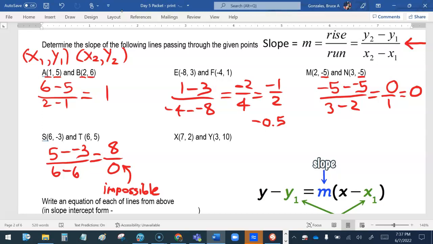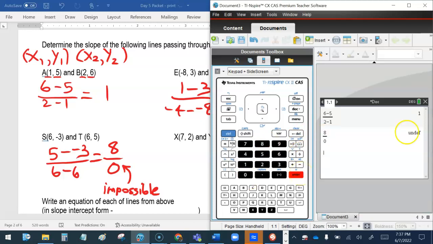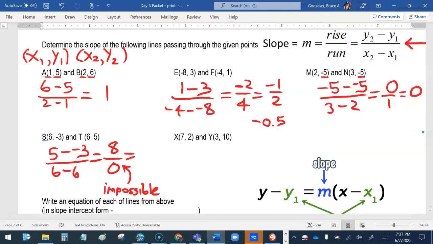Okay, and let me show you what happens in the calculator if you try to do that. Okay, let's do 8 divided by 0 in the calculator. Ready? Here we go. So 8 divided by 0. Calculator says undef, and that means undefined. We've already talked about undefined earlier. It's literally impossible. Doesn't make any sense. So whenever you have a 0 on the bottom, undefined. Okay, so that's what undef really means. It's undefined. Okay, cool.